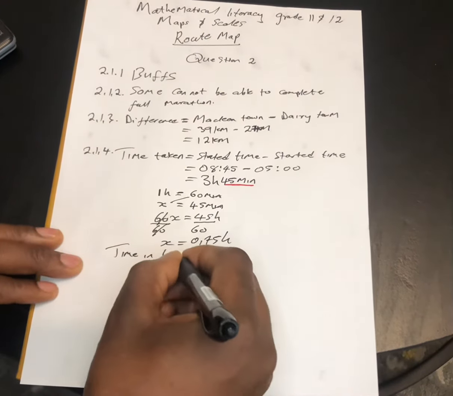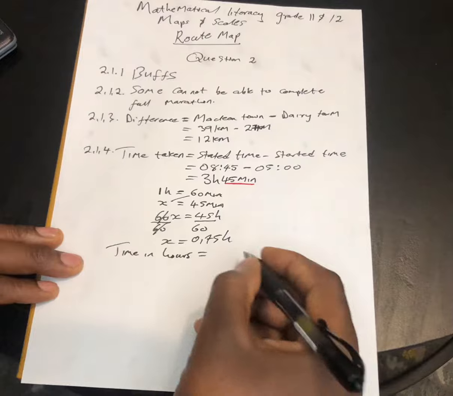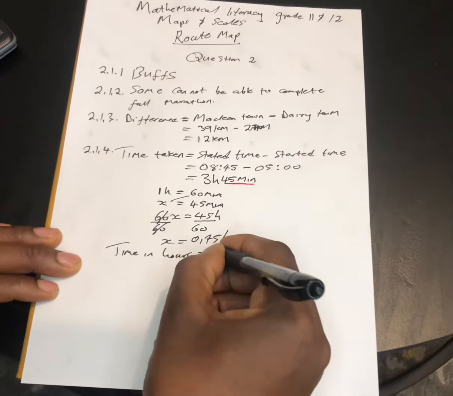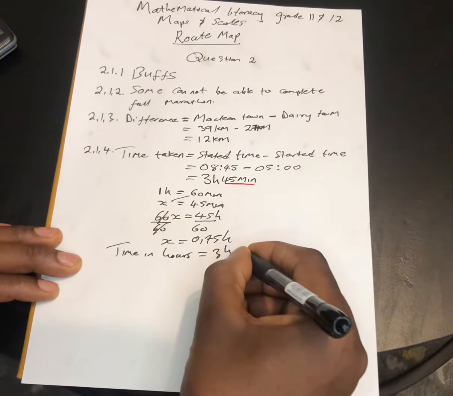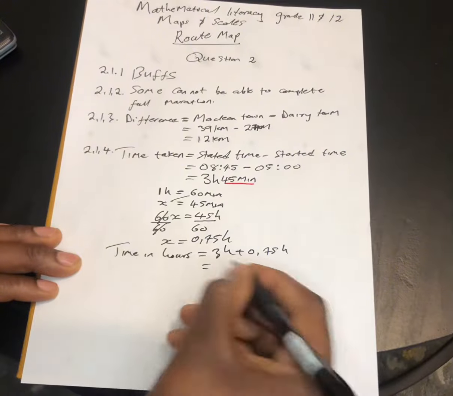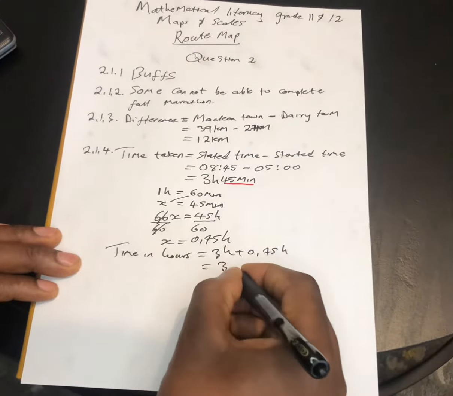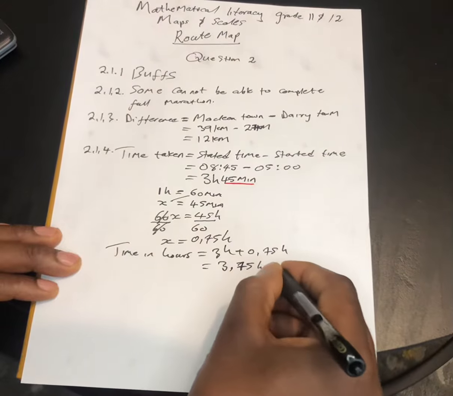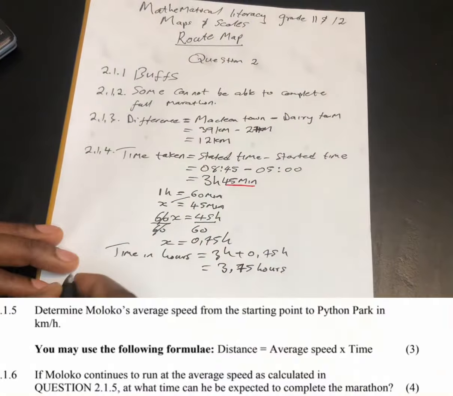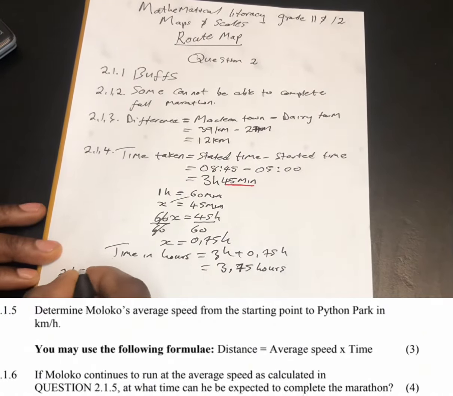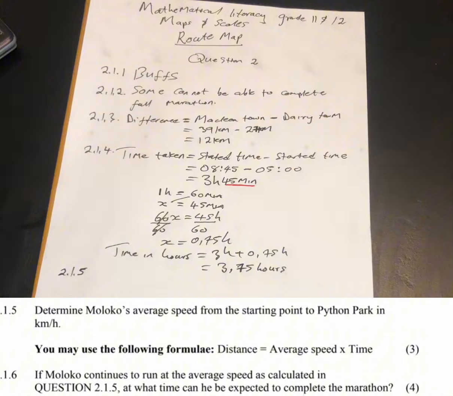And then time in hours, we're going to have these 3 hours, plus 0.75 hours. The combination of the two is going to give us 3.75 hours. Then we move to the next question, 2.1.5.